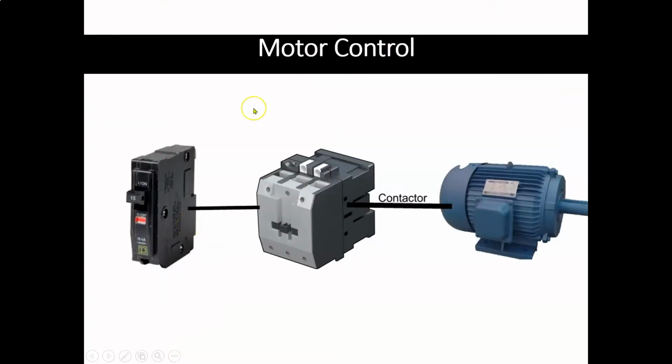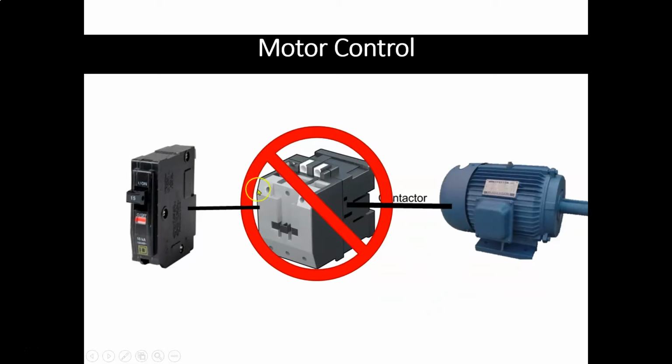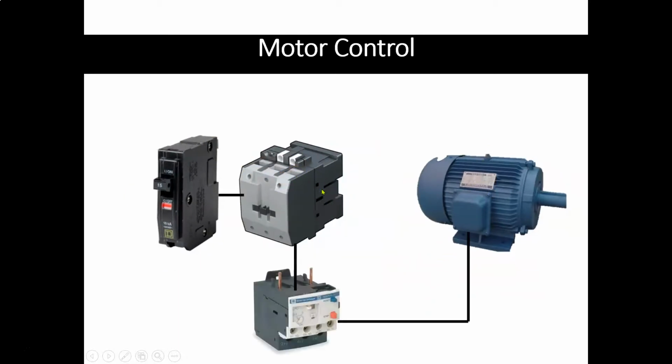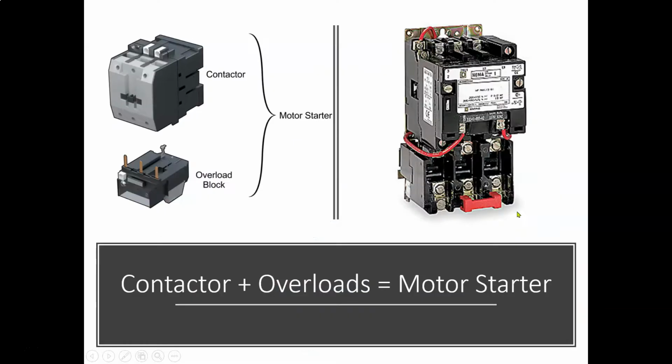All right, then we got motor control. So we got that breaker controlling a contactor, which is going to be controlling a motor. All right. So we can't just have a plain Jane contactor controlling a motor. We have to have a contactor going through overloads, which are then going to control your motor. It's contactor plus overloads equals a motor starter. So this here is a motor starter. These two things combined is a motor starter.